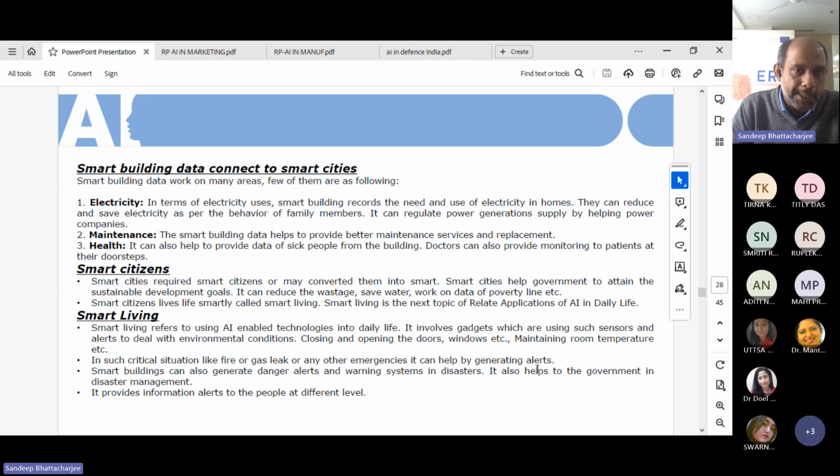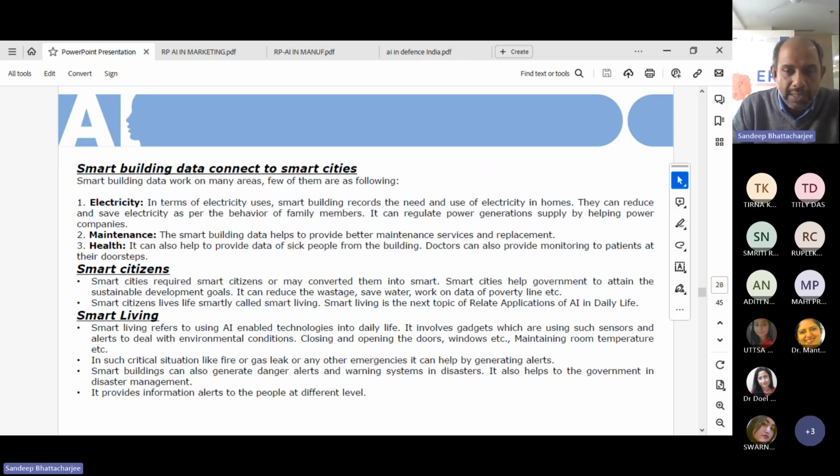Then you have got maintenance, the smart building data. So if you collect data regarding each and every family's monthly power consumption, it helps the maintenance and service department to understand what kind of problems can take place in terms of electric consumption and how it can be managed properly. So prediction becomes much easier.